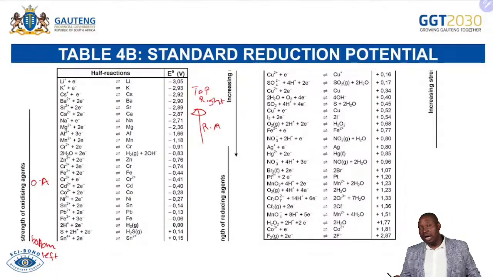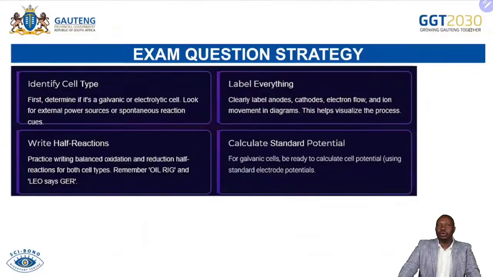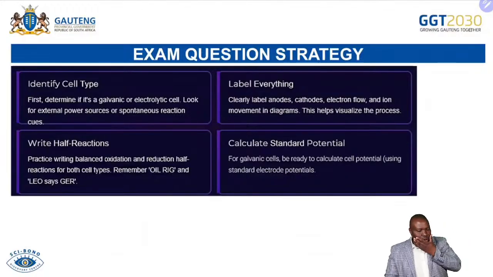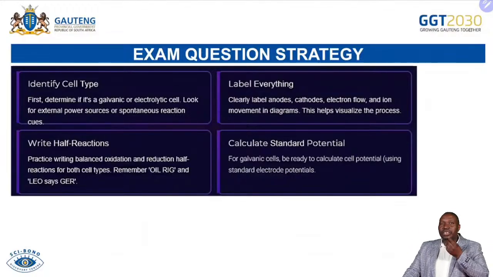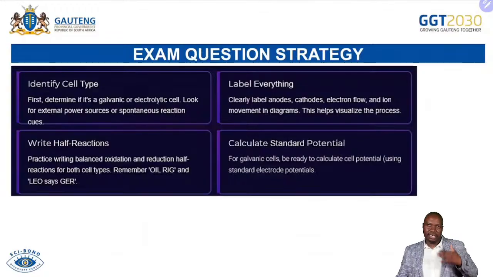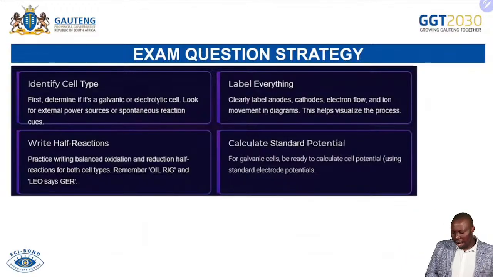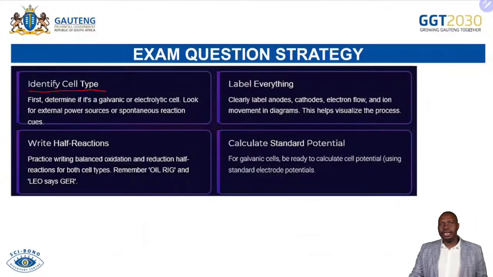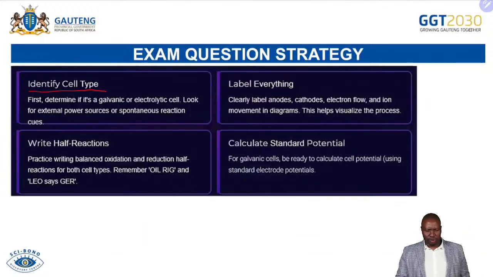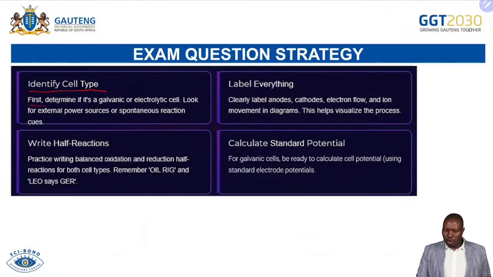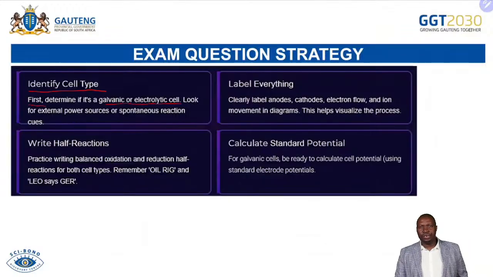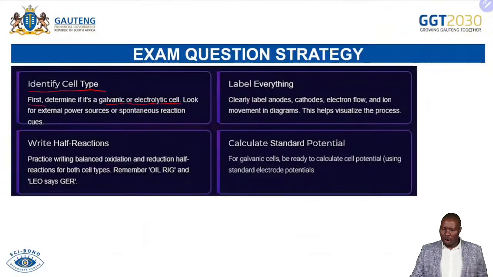So we're going to apply that knowledge now, as we'll be dealing with questions. But before I do the questions, I just want to give you this exam question strategy: always know what type of cell you're dealing with. If it's question 8, you are dealing with galvanic cells. Question 9, you are dealing with your electrolytic cell. The first thing that we must do is determine if it is galvanic or electrolytic. So check the question whether it's galvanic or electrolytic.